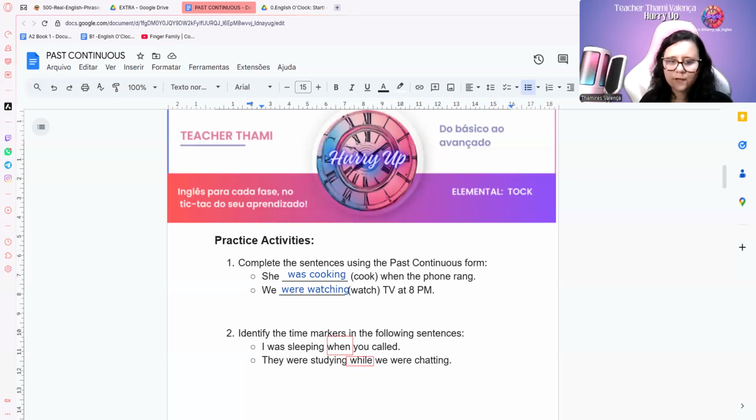When and while are very important words to use in the past continuous tense because they indicate your action was interrupted by another action in the past.